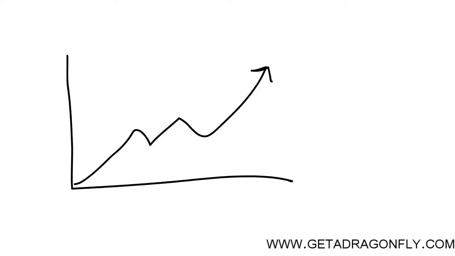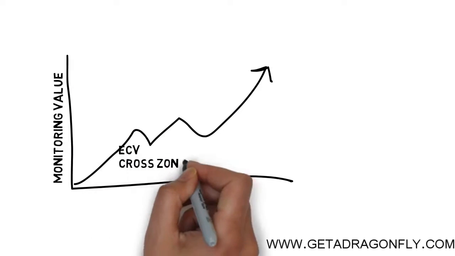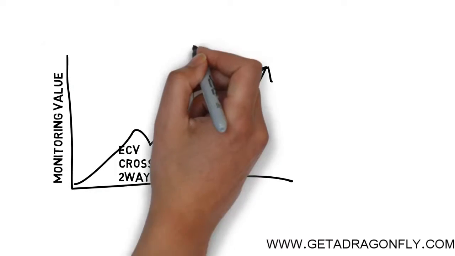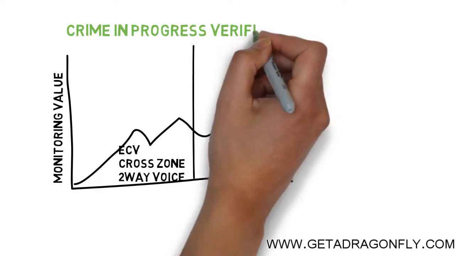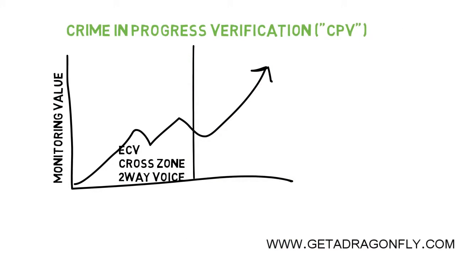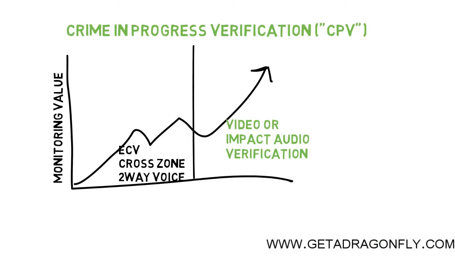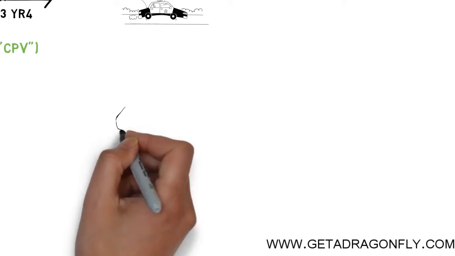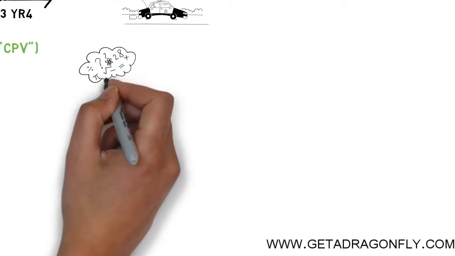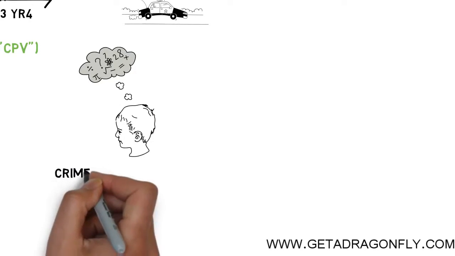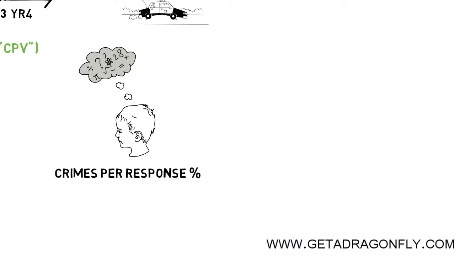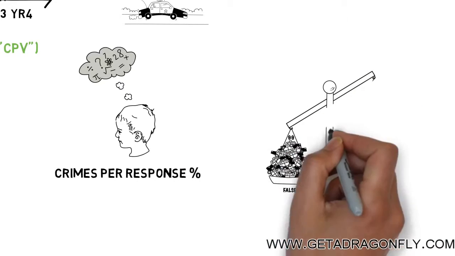To maximize Central Station Monitoring's value to its customers, it is crucial that we embrace law enforcement's definition of crime in progress verification, or CPV, through video or impact audio verification. It is important to understand why increasing the probability of real crimes, even a few percentage points, matters to police, and the best way to do this is to think of crimes per response.